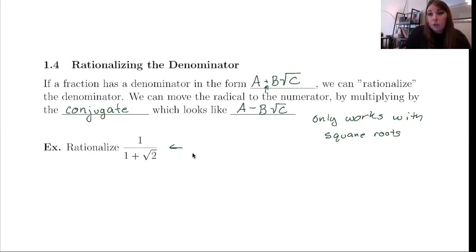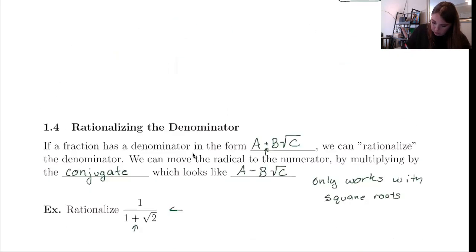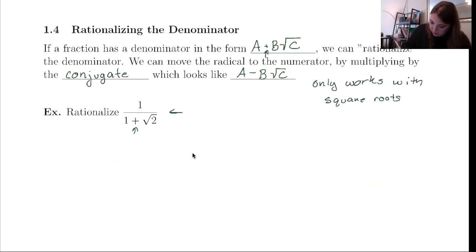It doesn't work with any cube roots, and we'll talk about why in a second. All right, so let's work on this example. I want to rationalize 1 over 1 plus square root of 2. So the conjugate of 1 plus square root of 2, I'm just going to switch that plus to a minus.